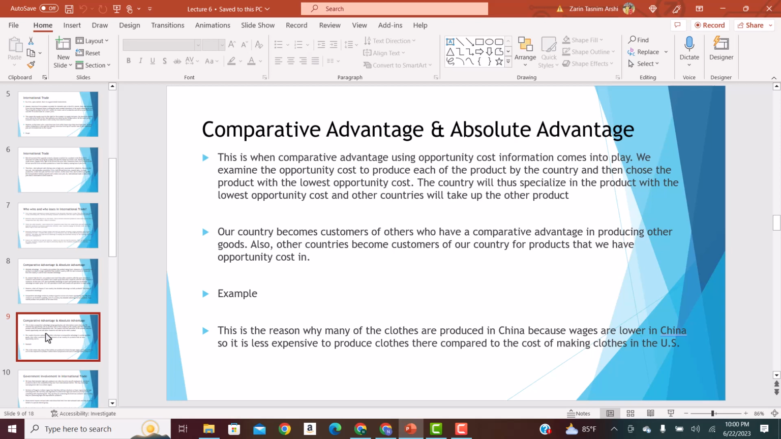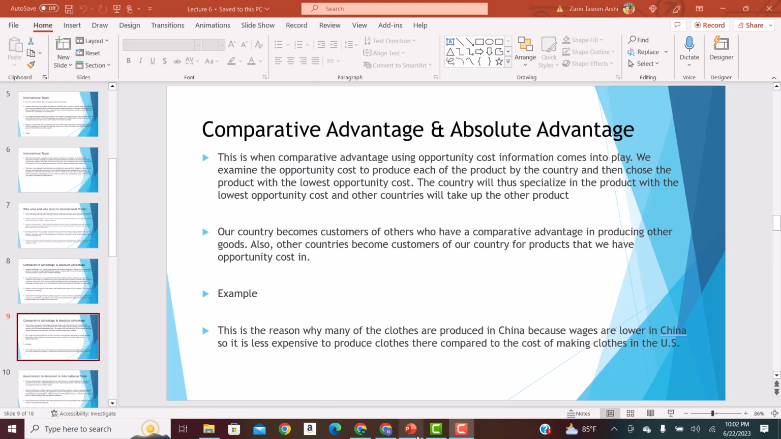This is the reason why many of the clothes are produced in China: wages are lower there, so it is less expensive to produce clothes there compared to the cost of making clothes in the US. They have comparative advantage, so their opportunity cost is low. So China produces clothes and we basically import those clothes from China because it's much cheaper than making them domestically. Now we're going to do an example to understand the absolute advantage and comparative advantage models.